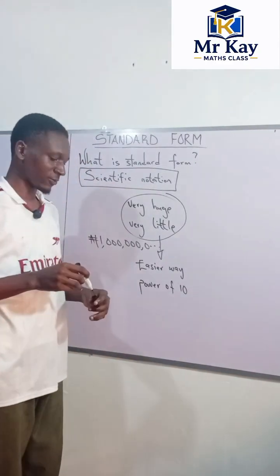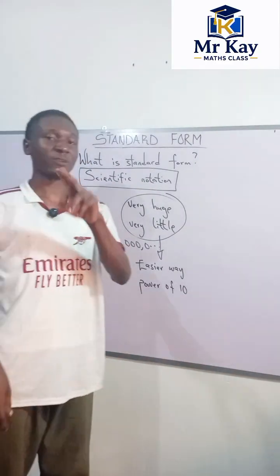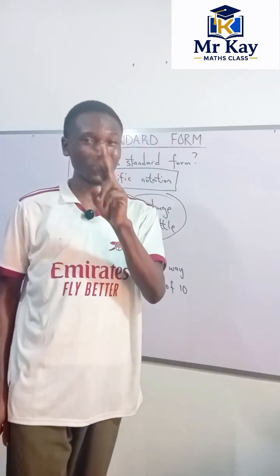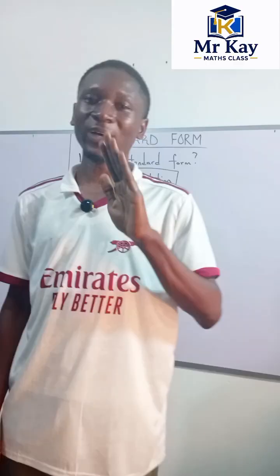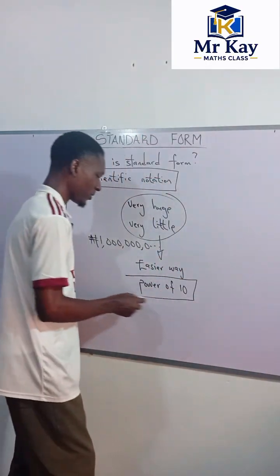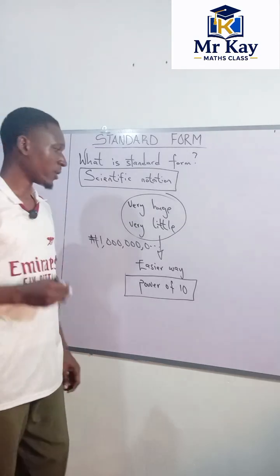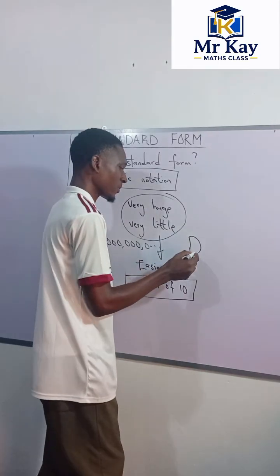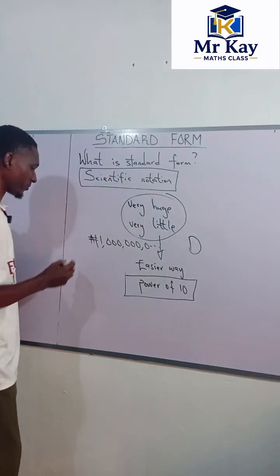Now, remember I told you that for you to be perfect in this topic, there are two things you have to know. The moment you understand those two things very well, standard form is a walkover for you. One of those two things is powers of 10. And the other one is decimal points.